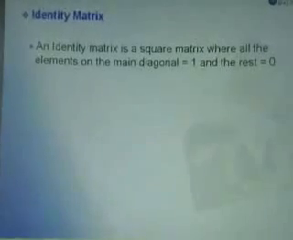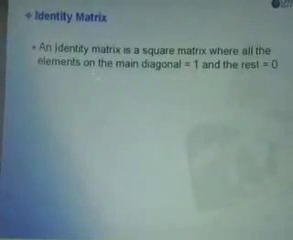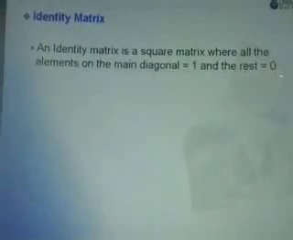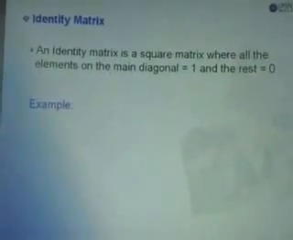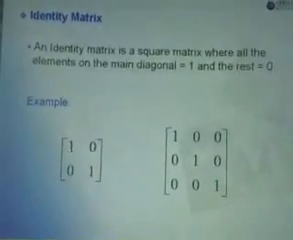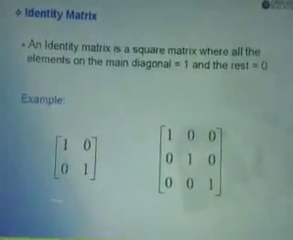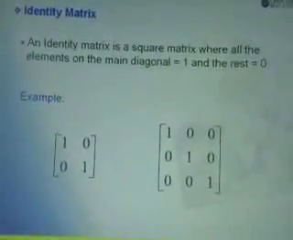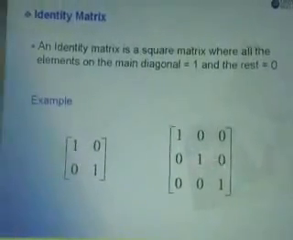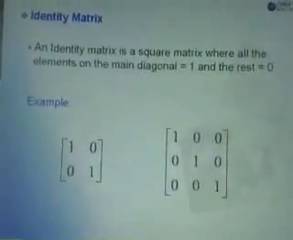Okay, next we move on to identity matrix. An identity matrix is a square matrix where all the elements on the main diagonal equal 1 and the other elements equal 0. For example, in the first matrix, on the main diagonal we have 1, 1 and the other elements are 0. So this is an example of an identity matrix. In the second example, we can see that the main diagonal consists of 1 and the other elements are all 0. So this is another example of an identity matrix.